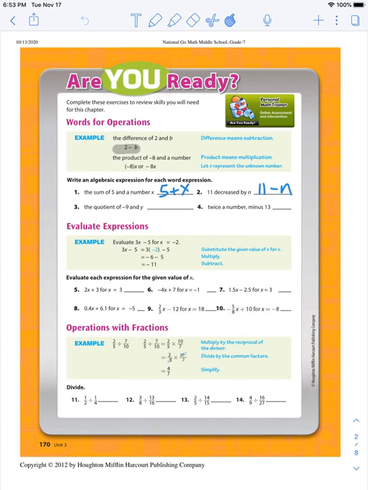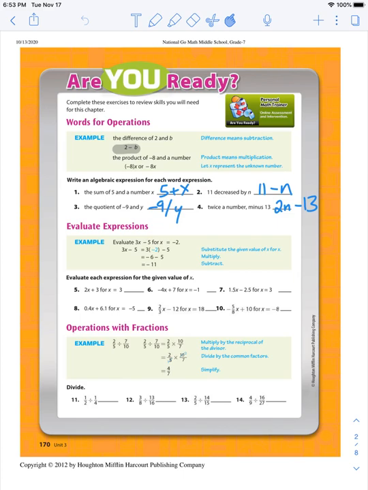This could be read a couple of ways. I'm going to read it as negative 9 divided by y. If you read it as y divided by 9, that's fine. Twice a number minus 13. Twice a number is 2n minus 13. All right, so those are all expressions because there are no equal signs.